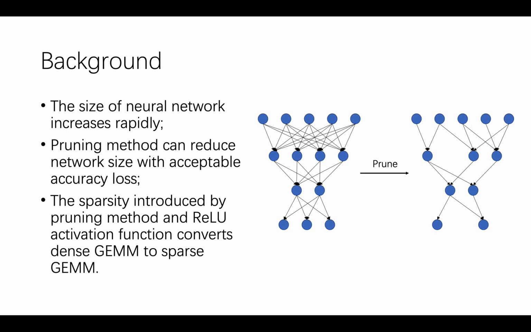With the development of AI technology, the size of neural networks increases rapidly, which improves model accuracy and introduces redundancy in networks. Pruning is a very common compression method used to reduce network size with acceptable accuracy loss. However, the pruning method and the ReLU function in CNN introduce sparsity in networks, converting dense GEMM operation to sparse GEMM operation.